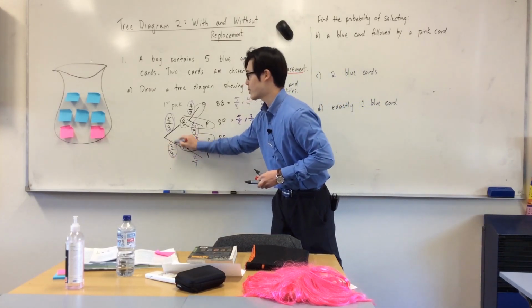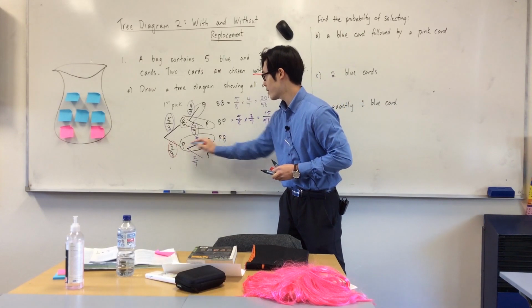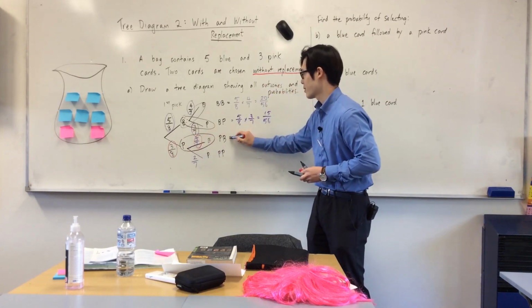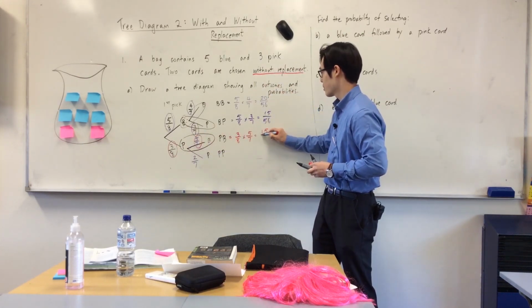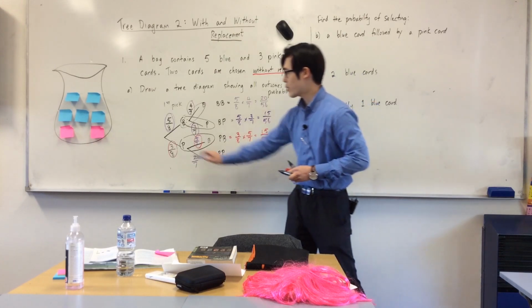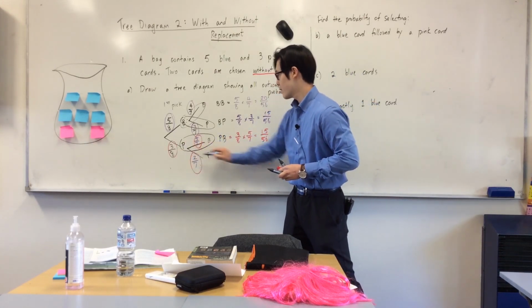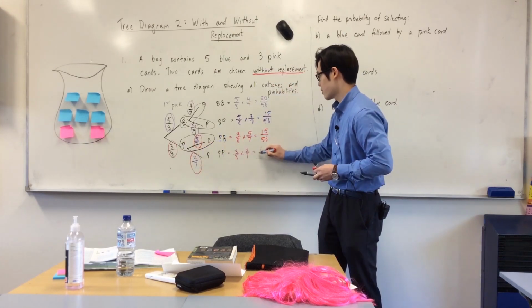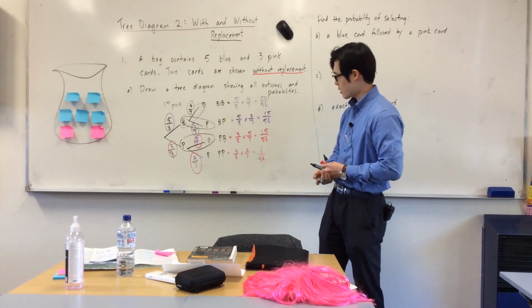PB, so it's starting with this one now. 3 out of 8, and then 5 out of 7. That's right. Okay? All right, and for my last one, 3 out of 8 times 2 out of 7. That's right. So that's 6 out of 56. Did I make any mistake?